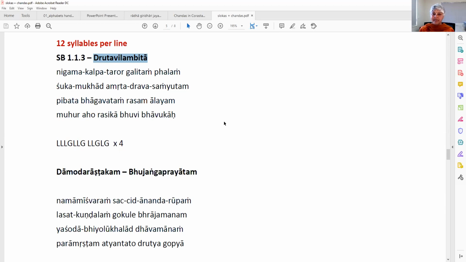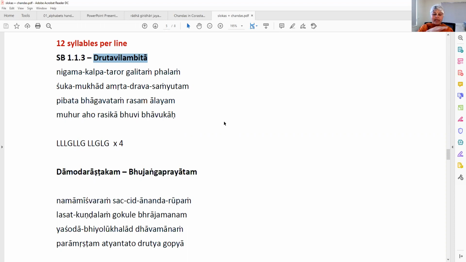So this verse goes: Nigamakalpataror Galitam Shukhamukhadamritadrava samyutam Pibata Bhagavatam Rasamalayam Muhuraho Rasika Bhuvi Bhavukaha. So here you can see how it actually goes fast, goes slow. Goes fast, goes slow. Nigamakalpa is really fast. Taror Galitam Phalam. Shukamukhadamritadrava samyutam.